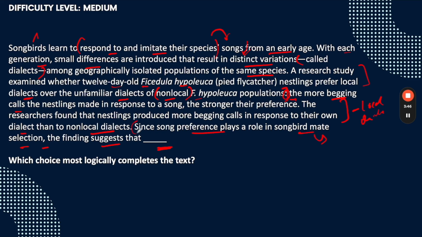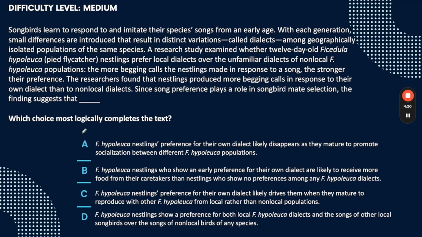Now understand, this is no more about the song preference. This is more about the songbird mate selection. Correct? So I hope you identified how this whole information about their preference towards a certain dialect, towards a certain song was further related to how they select their mate. Now, with this understanding, I'm not going to spend more time trying to figure out what exact information is going to fill this up. But with all that I've been able to grasp, I will go ahead and eliminate my options. Let's look at A.